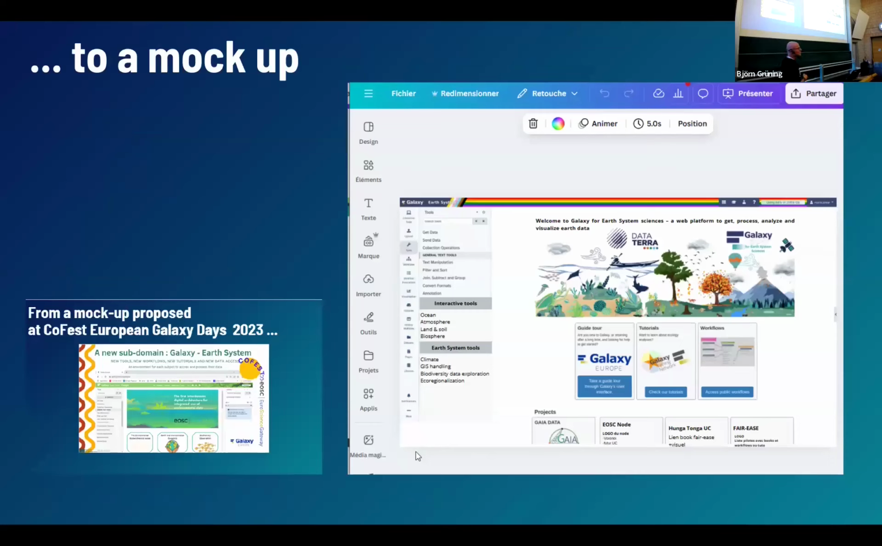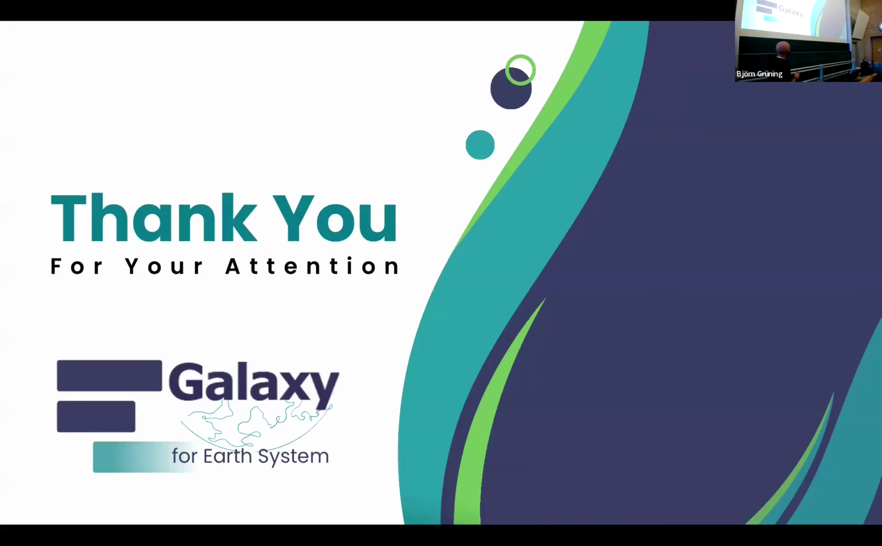And now we started from a mock-up 2 years ago, and we have a new mock-up because the FAIR-EASE project has ended, but Galaxy for Earth system will continue into local initiatives and into new projects like GAIA Data and with the national French infrastructure named Data Terra. And thank you.